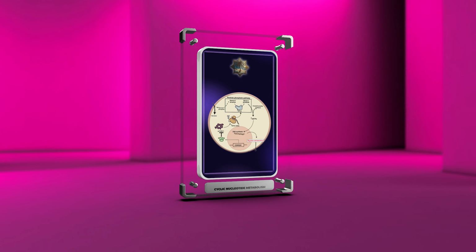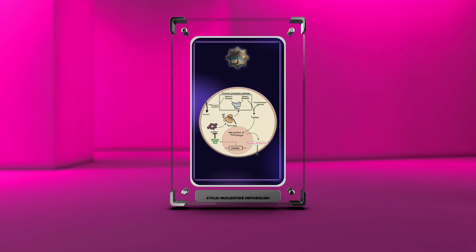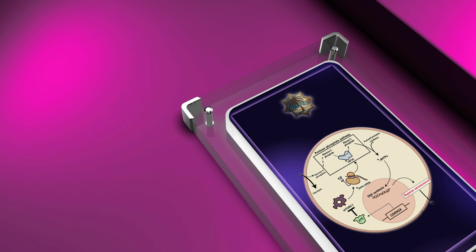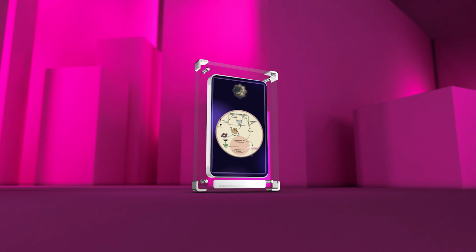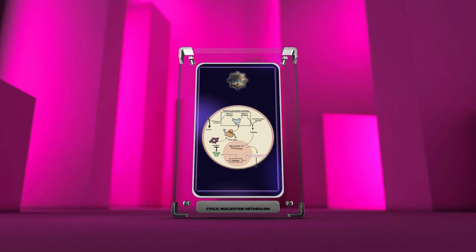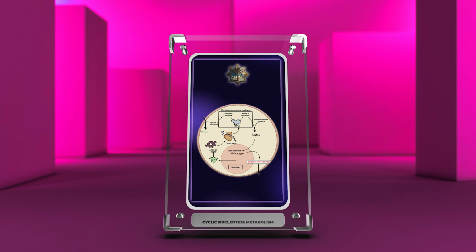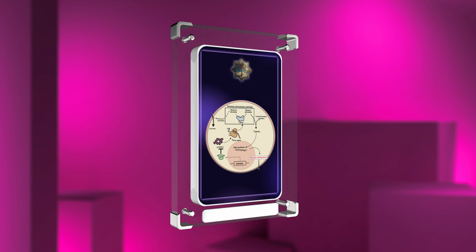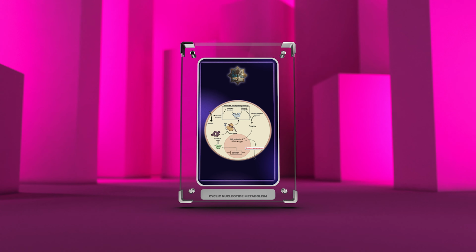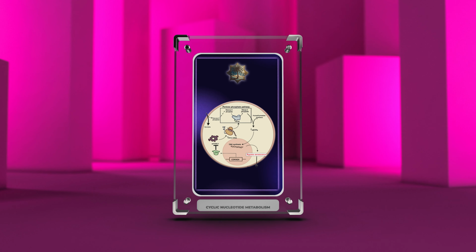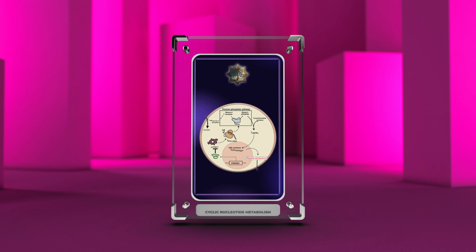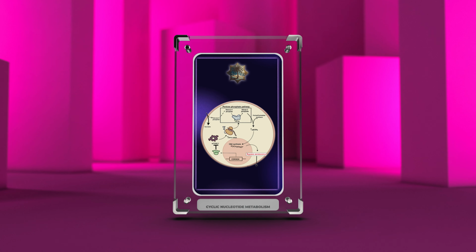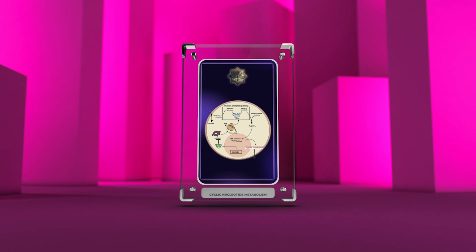Good morning, class. Today, we will be diving deep into the fascinating world of cyclic nucleotide metabolism. Within the human body, cyclic nucleotides, such as cyclic adenosine monophosphate, cAMP, and cyclic guanosine monophosphate, cGMP, play crucial roles in various cellular signaling pathways. Understanding the intricacies of cyclic nucleotide metabolism is essential for comprehending the underlying molecular mechanisms behind many physiological processes.